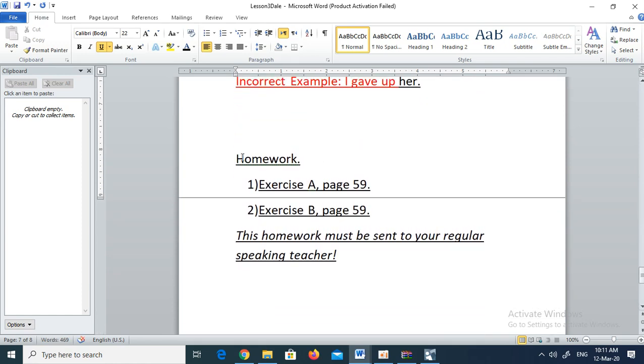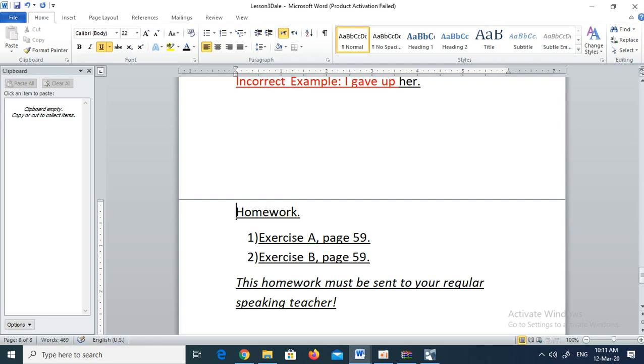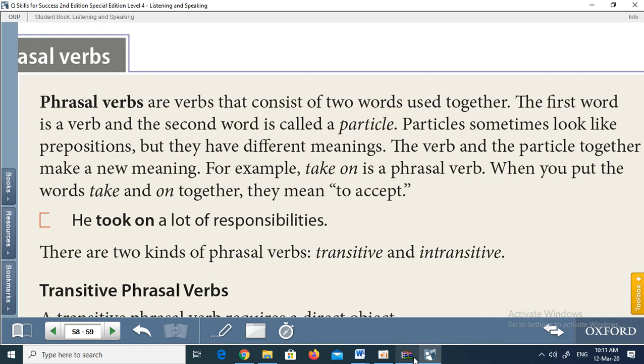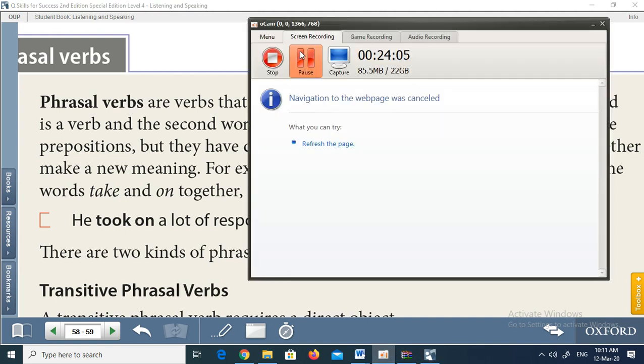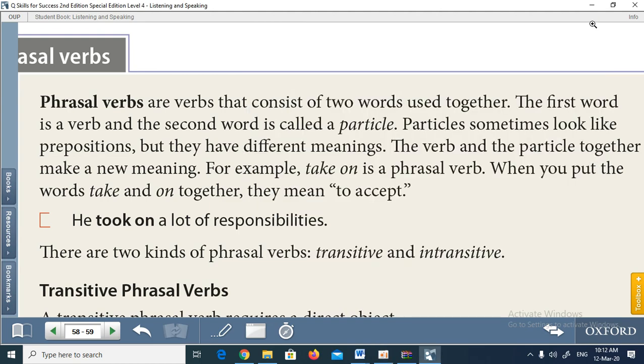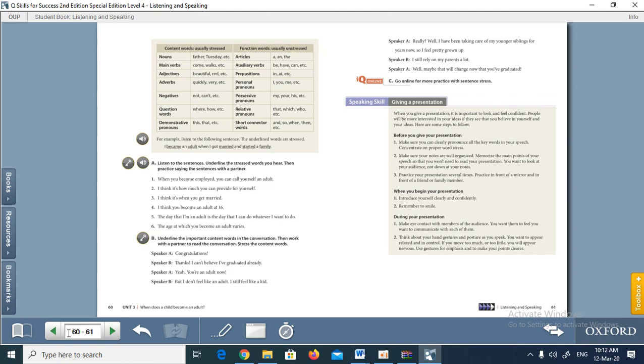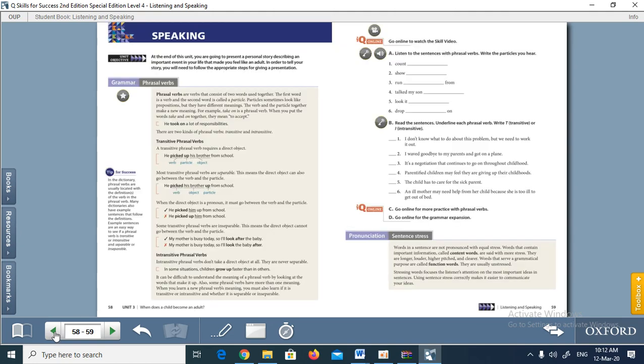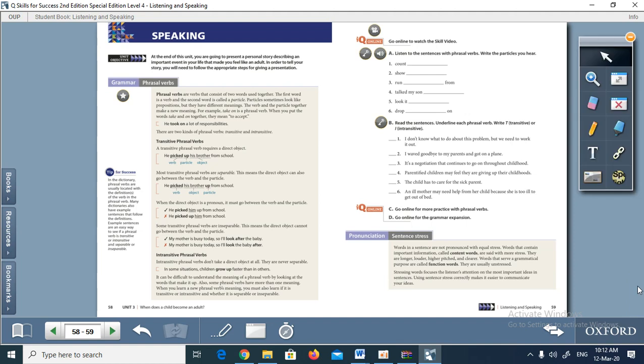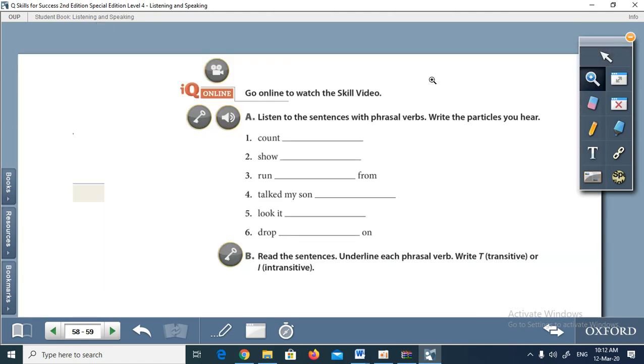All right. We're going to do the homework today, so I need you all to turn with me to page 59. Sorry, I keep getting interrupted here when I am recording. What we are going to do, first of all, is 59A, which is this exercise here.